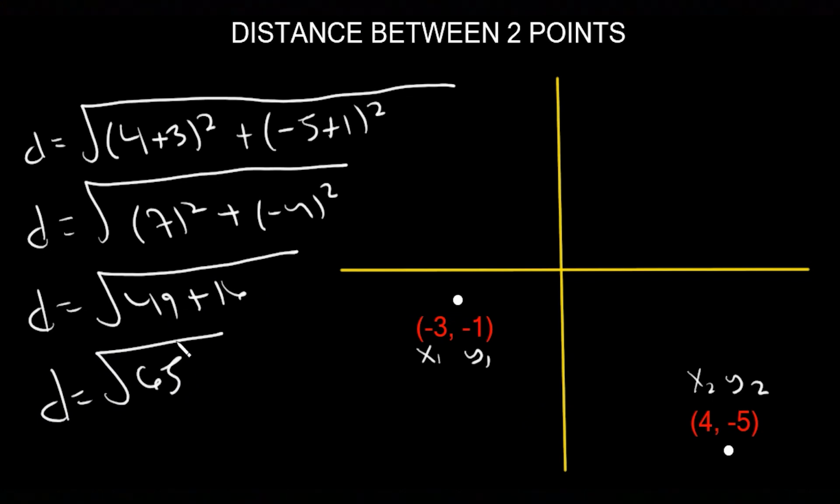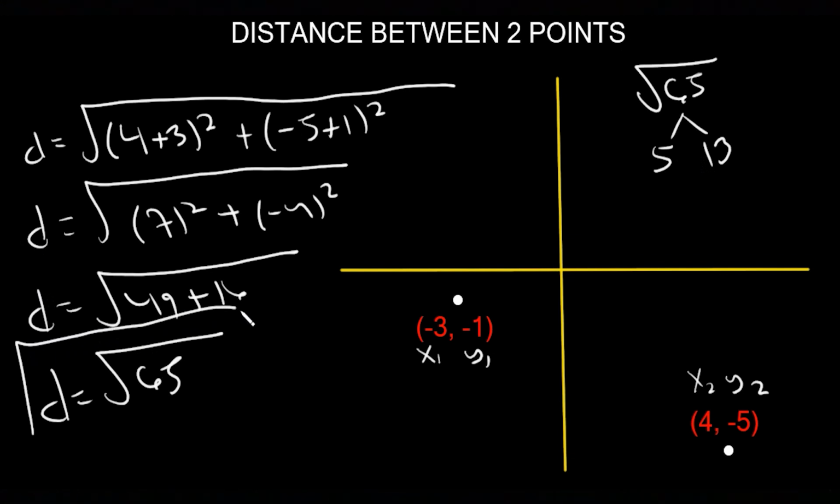And we know that this is not going to be a perfect square, but can we break it down? Let's try to use prime factorization. So if I do the square root of 65, can I break that down? Two numbers when I multiply, that will give me 65. That's going to be 5 and 13. So 5 and 13. 5 is prime, 13 is prime. I cannot break this thing down. I don't have any pairs that I can take out. So again, I'm going to leave it as the square root of 65. All right. So that is going to be the distance here between these 2 points.